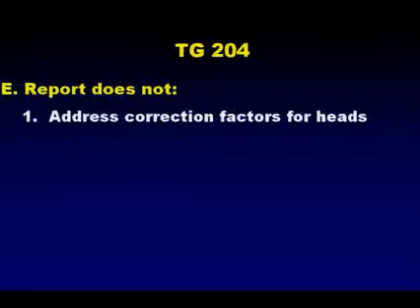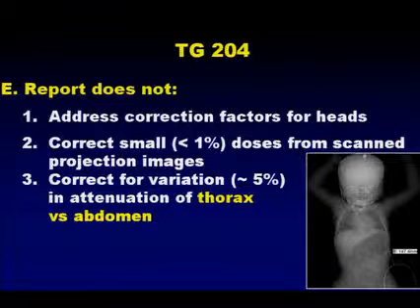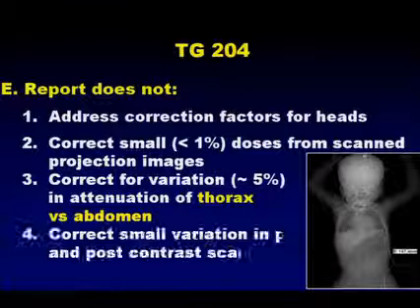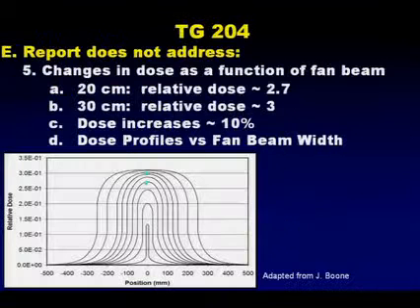It doesn't address correction factors for heads. That's coming later. It doesn't correct for the small, less than 1% doses from the scan projection image or the SCOUT. It doesn't correct for the small variation between the thorax and the abdomen, but I'll show you some data there that quantifies that difference. And it doesn't correct for the small variation in pre- and post-contrast scans. The dose delivered to the patient will be different with contrast media injected as opposed to no contrast media.